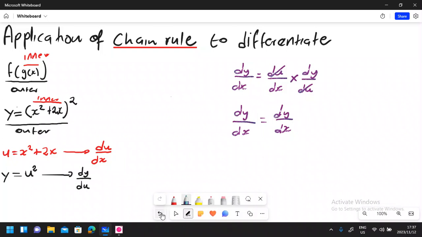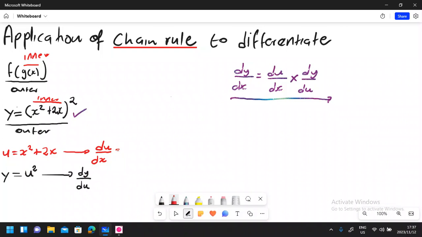But let me just go back so that you are able to see the formula. So this is actually the formula, guys. If you know how to derive du over dx, and derive dy over du, then you are fine. Now let's continue with this example. Let's use the chain rule with the very same example that we have here. Okay, now let me start with the u.